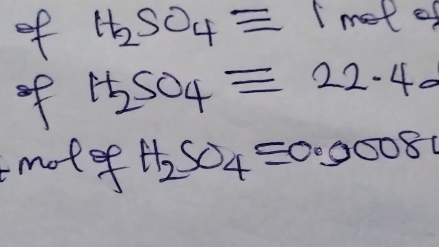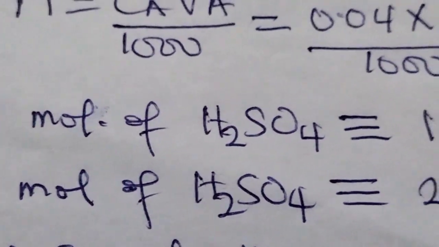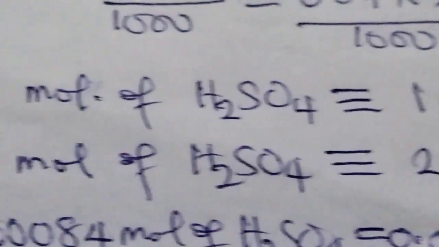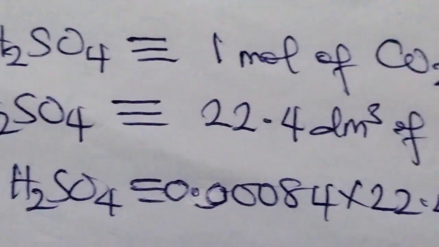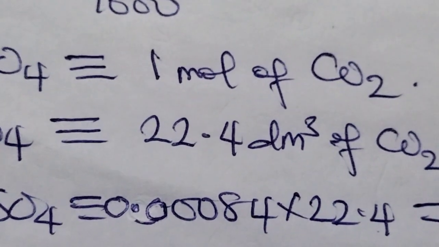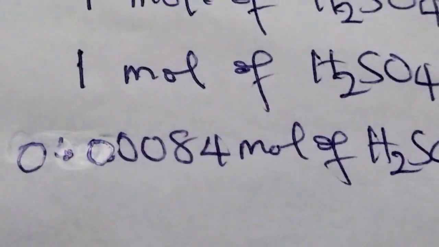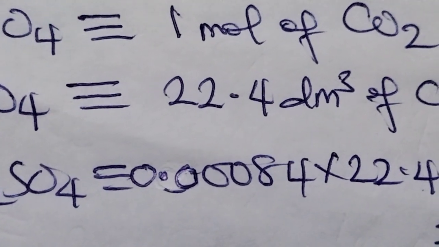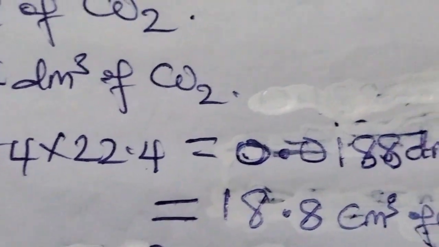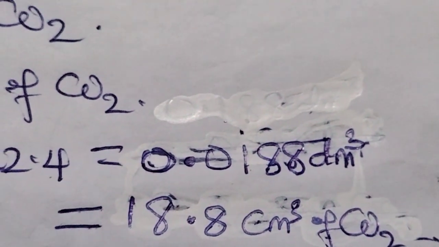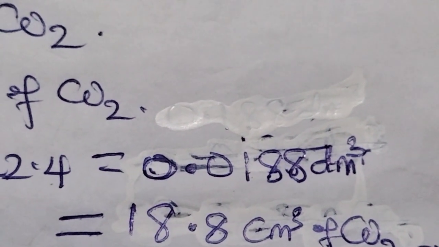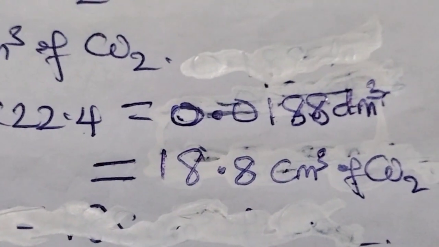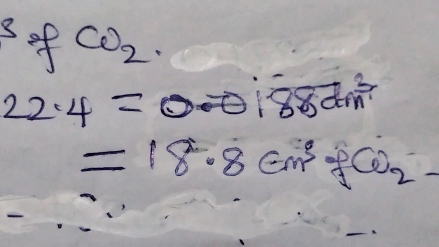Then we'll move to the balanced equation. We see that 1 mole of H2SO4 liberated 1 mole of CO2. So we'll now go back. 1 mole of H2SO4 gave us 1 mole of CO2. Therefore, 1 mole of H2SO4 also gave us 22.4, since 1 mole of a gas is equivalent to 22.4 dm cube at STP. Therefore, 0.00084 mole of H2SO4 will now give us 0.00084 times 22.4, and that will give us approximately 0.0188 dm cube of CO2 gas, or 18.8 cm cube of CO2 gas at STP.